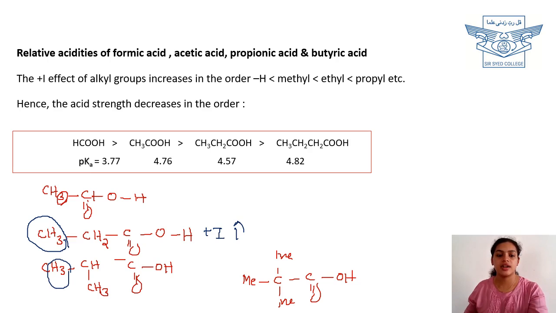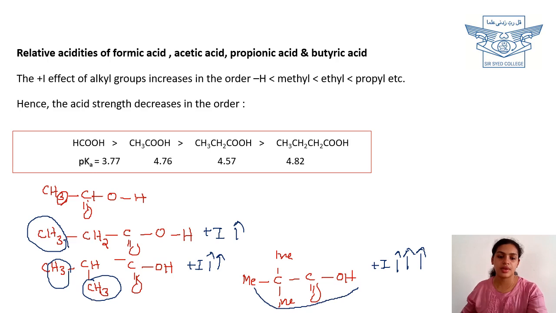What comes here? Two methyl groups come. So plus I effect again increased. Here 3 methyl groups are coming. So what does plus I effect do? It triples. So as a result, this will be the least acidic. Okay. So as the number of plus I effect groups increases, acidity decreases, and as the bulkiness of the plus I effect group increases, there also acidity decreases.